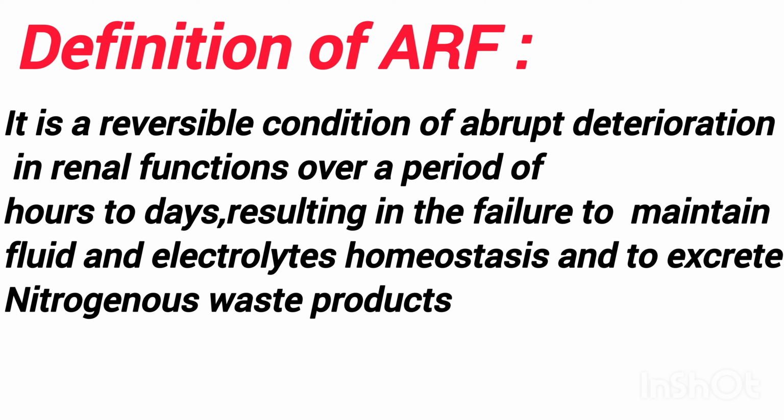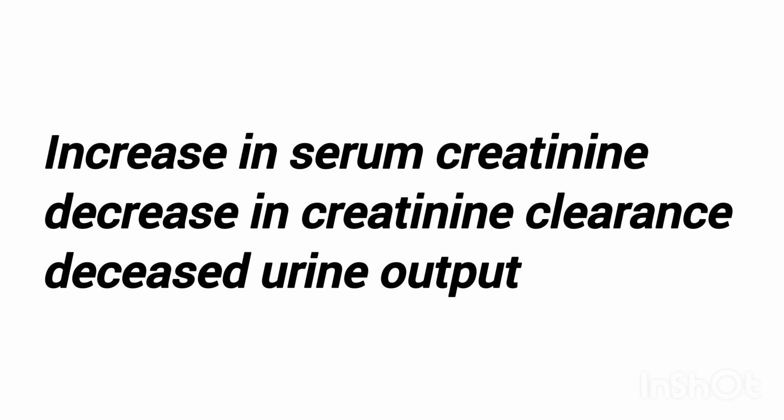How will we come to know whether a patient has undergone acute renal failure? There will be failure to maintain fluid and electrolyte balance and to excrete nitrogenous waste products in the urine. That is the definition of acute renal failure. Mostly it is associated with an increase in serum creatinine level, a decrease in creatinine clearance, and a decrease in urine output, which is less than 400 ml per day.